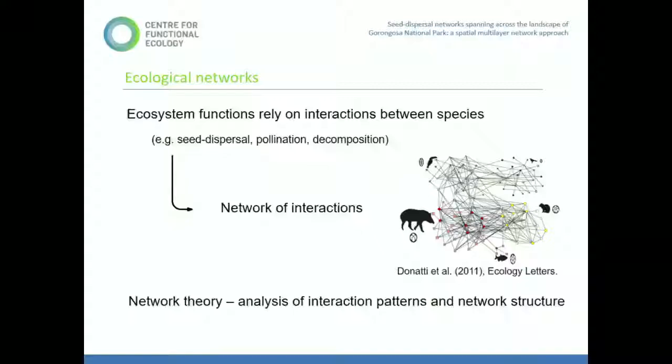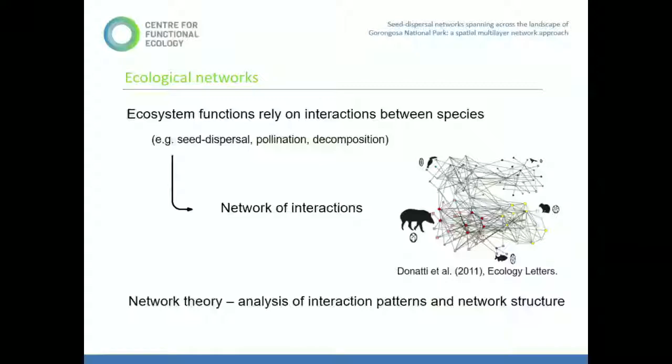As we know, most ecosystem functions rely on the interaction between the different species. Animals disperse seeds, and insects pollinate, and they form a network of interactions. And during the 80s mostly, network theory was brought into the field of ecology to help to visualize and understand the patterns of interactions between the species and what the different structures of the networks would mean to the stability of the systems and to the functioning of the ecosystems.